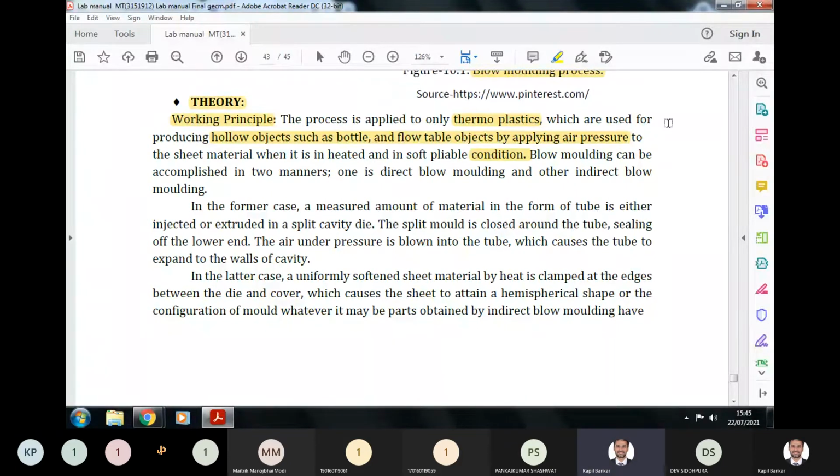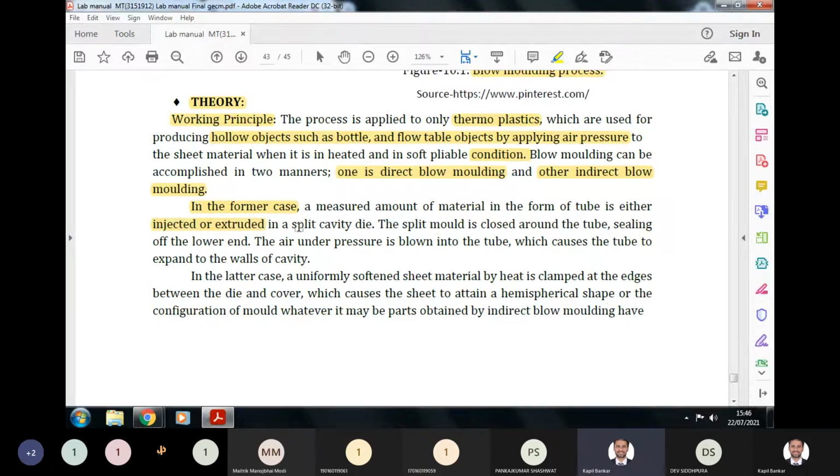Blow molding can be accomplished in two manners. One is direct blow molding and the other is indirect blow molding. Generally, the direct blow molding process is very generalized and very well known. In the former case, the first case, the direct blow molding process, the measured amount of material in the tube is either injected or extruded in a split cavity die.